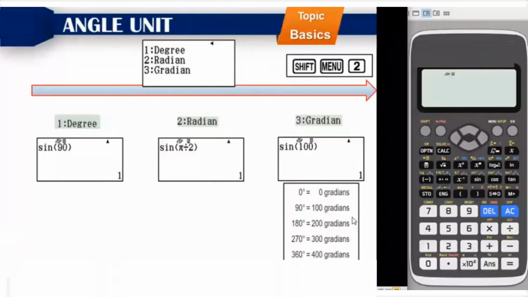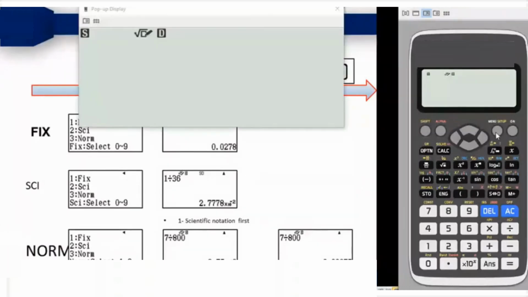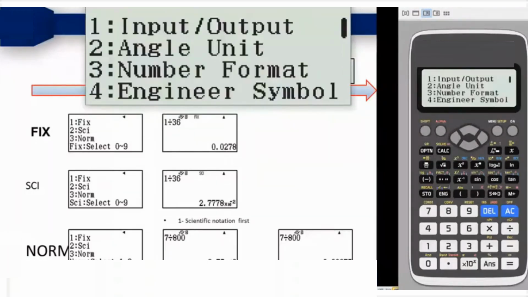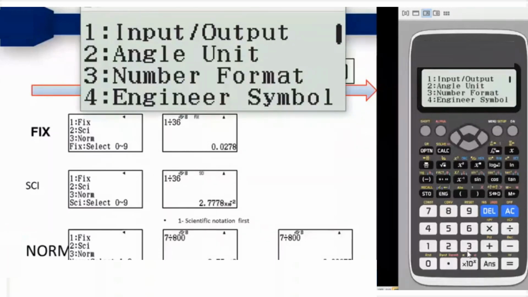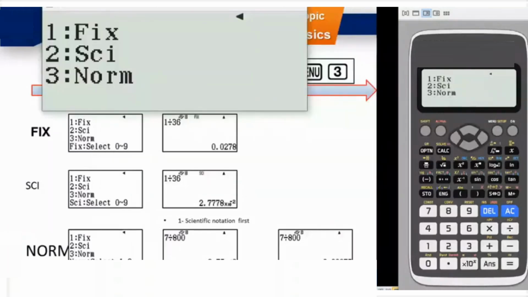Then there is number format. The third thing in the setup menu is the number format. Number format is divided into three categories: Fix, Sci and Norm. Fix means you are fixing your calculator to a particular level where the answers will always come in that particular number of decimal places.